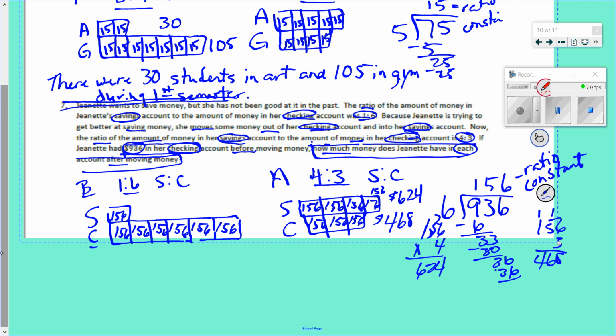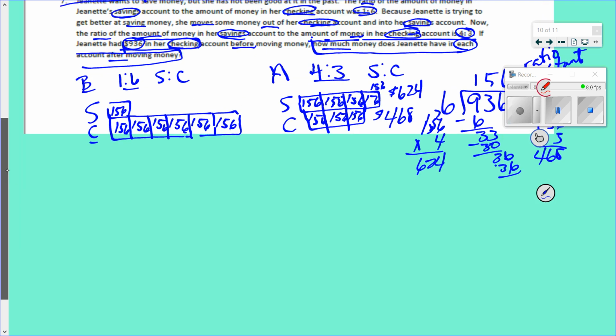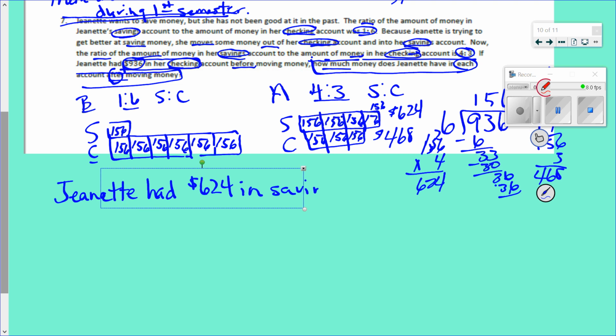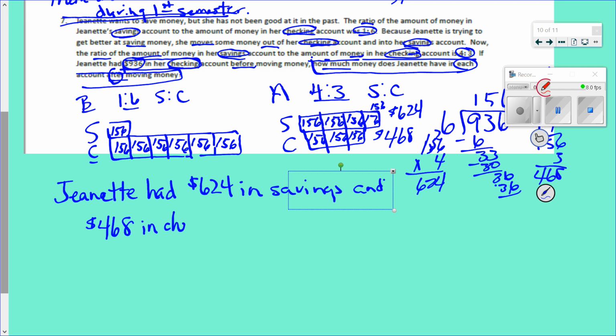Go ahead and write that into our full sentence because we are looking specifically for how much after moving. We will say Jeanette had $624 in savings and $468 in checking after moving her money.